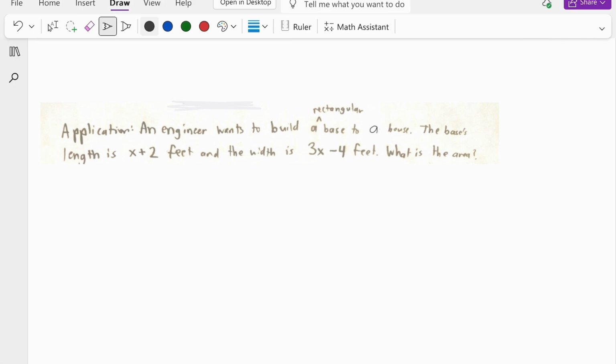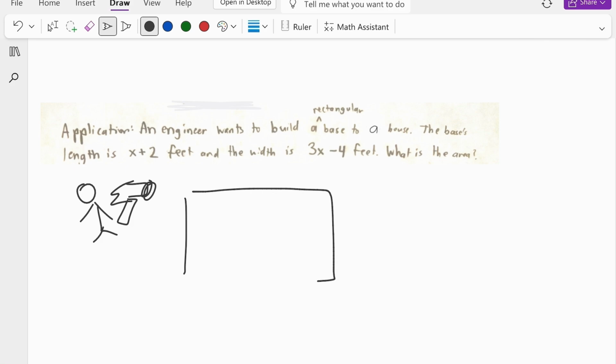Now first, let's give some life to this problem. Let's call the engineer Bob. And what he's doing is he's building a base. And this base is going to be a rectangle. So let's draw a diagram for that. Now we know that the length of one side is x plus 2 feet, and then the width would be 3x minus 4.